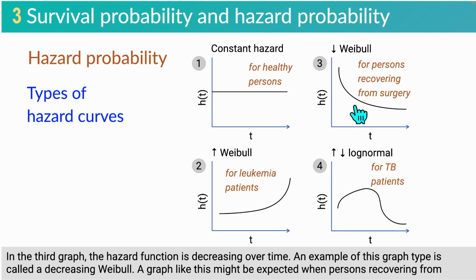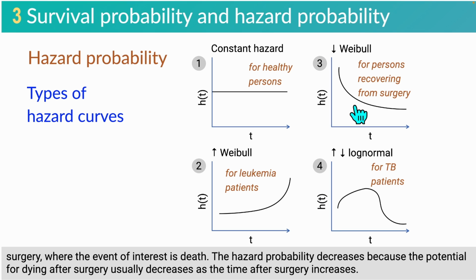In the third graph, the hazard function is decreasing over time. An example of this graph type is a decreasing Weibull. A graph like this might be expected for a person recovering from a surgery where the event of interest is death. The hazard probability decreases because the potential for dying after surgery usually decreases as the time after surgery increases.